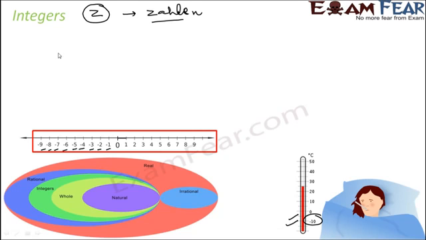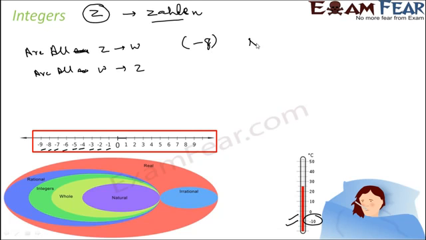Now let's see, are all integers whole numbers? And the second question is, are all whole numbers integers? Let's see. In this case, let's take the boundary condition. Are all integers whole numbers? Let's take the example of -8. Is -8 a whole number? No. So the answer is no.